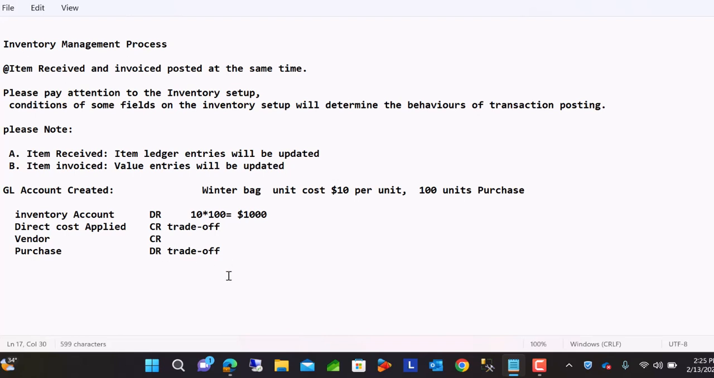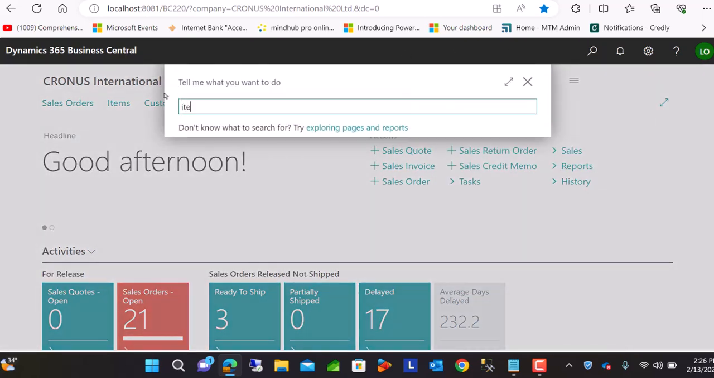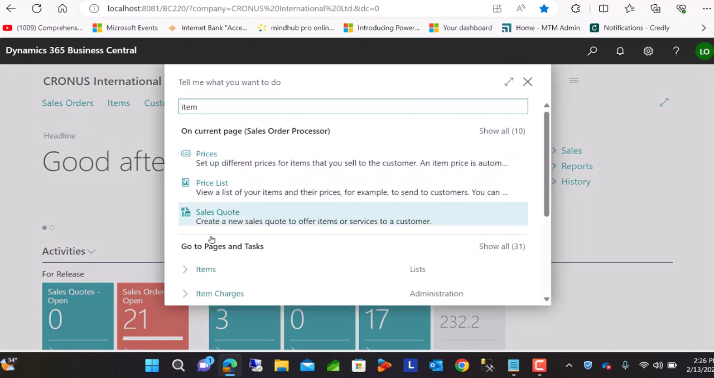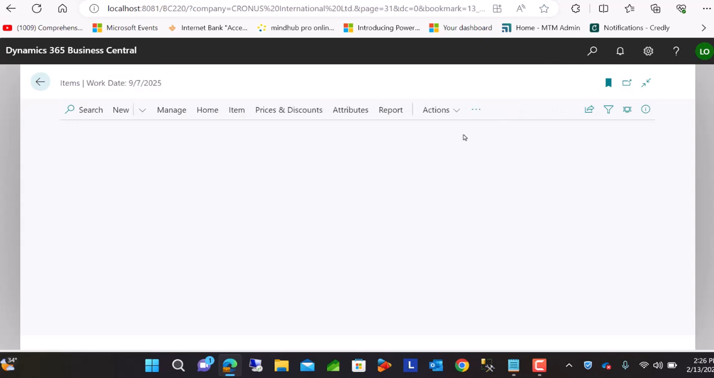So let's go into the system and demonstrate some of these illustrations we have put up on the screen. Let's go into the system. So good. This is the Microsoft Dynamics 365 Business Central. This is the latest version of the application. It's 100% web-based. So we go into the item card to just confirm that the item we want to purchase has already been created. We call it a winter bag.